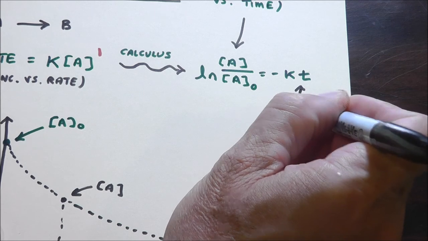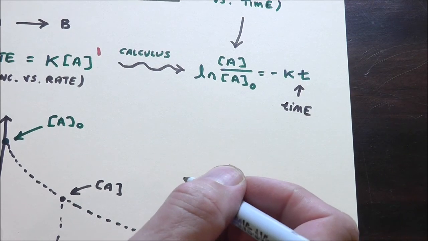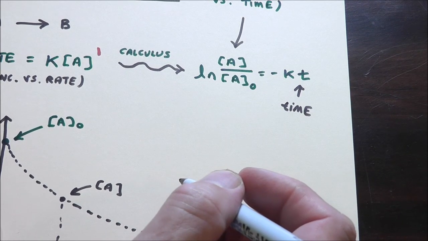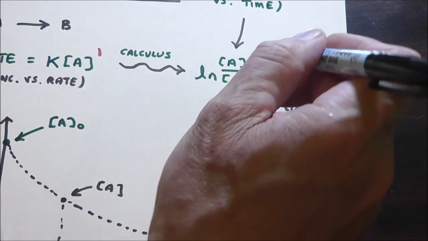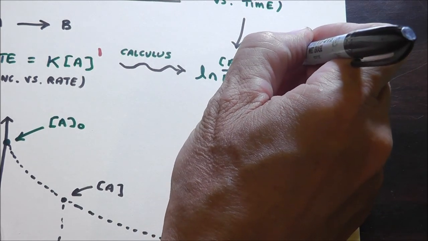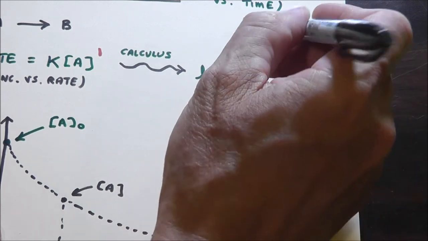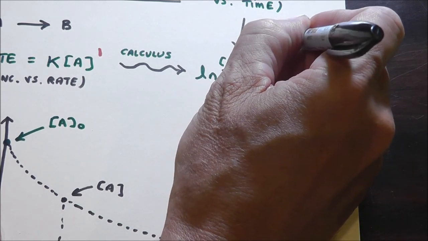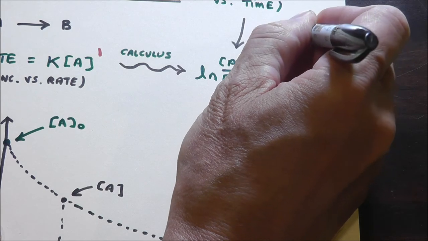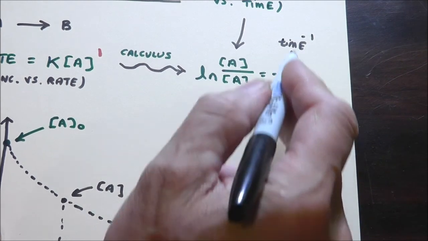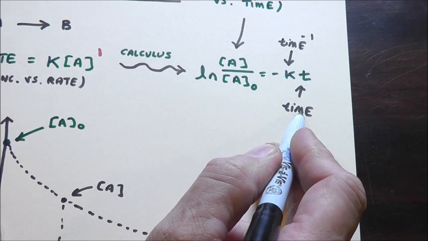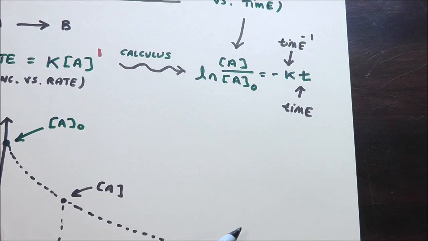And then if you're dealing with a function, you're going to find out that the units on both sides of the equal sign have to be the same. And so if this is unitless on the left, this must be in units of inverse time. So this could be seconds, and that would be 1 over seconds. This could be hours, and that must be 1 over hours.